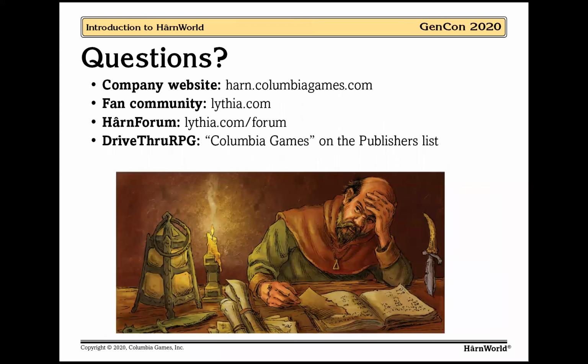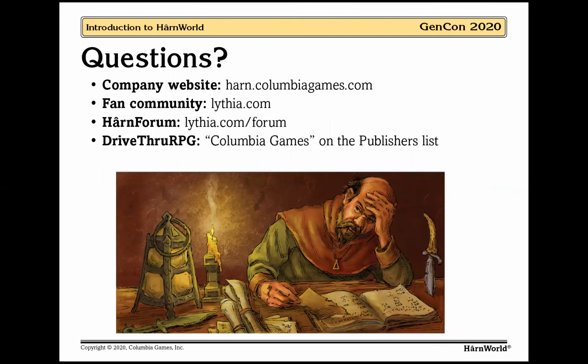So I'm sure you have questions. We can answer some of them here. If after today you've got other questions, the Columbia Games website is columbiagames.com or harn.columbiagames.com if you want to go directly to the Harn material. There's a lot of things there, a lot of the products. There's some information along the lines of what we've talked about today. There's kind of a view of the products there as well.